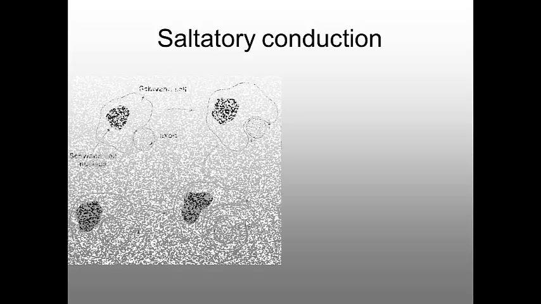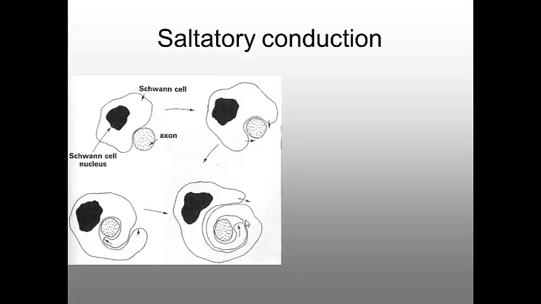Saltatory conduction. Let's start off by looking at how this myelin is formed. It's formed by a Schwann cell, and a Schwann cell is a cell with a nucleus. What it does is it wraps itself around the axon. We're looking at it as a cross-section here. And as it wraps round, you can see the axon, the arrows are slightly wrong, that should go to there and then on to there.